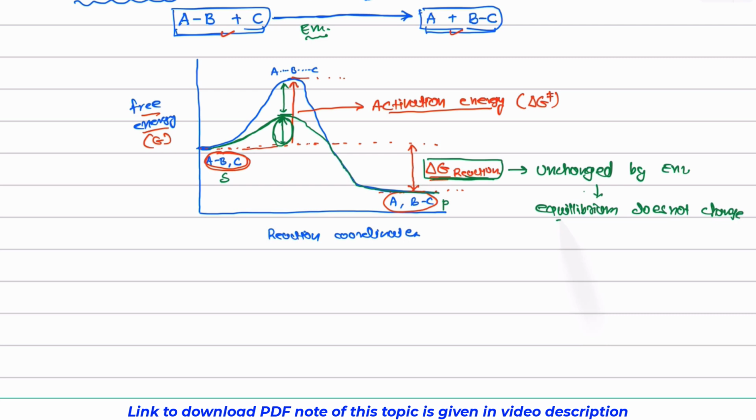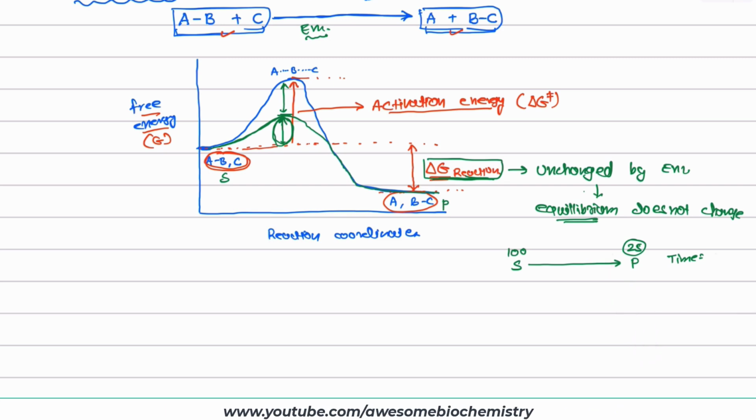Now what does it mean? To understand that the equilibrium does not change by the enzyme, let's consider one example. Suppose there is one reaction where we have 100 molecules of the substrate, and in the absence of enzyme, these 100 substrates are getting converted to the product, but let's say only 25 substrates are able to get converted to the product, and the time required for this process in the absence of enzyme is, let's say, 24 hours. Now in the presence of enzyme, what happens? Substrate will be able to get converted to the product, but this velocity is going to be very, very fast. So let's say the time over here is only 1 minute.